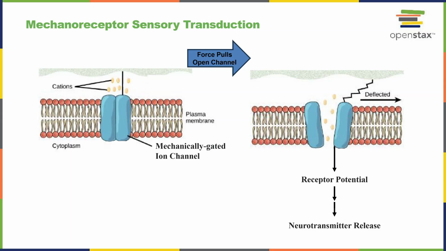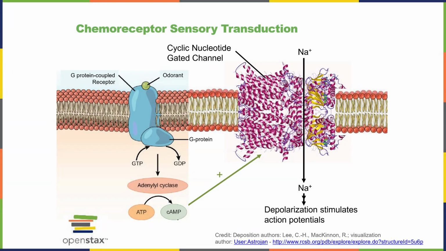Different receptors are specialized to detect different kinds of stimuli. Mechanoreceptors respond to physical forces like pressure, vibration, and stretch. These forces literally pull open ion channels in the cell membrane, generating receptor potentials. Chemoreceptors detect chemicals dissolved in body fluids. Examples include olfactory receptors for smell and gustatory receptors for taste.